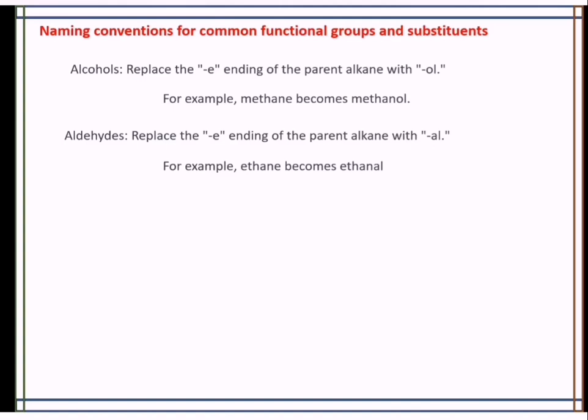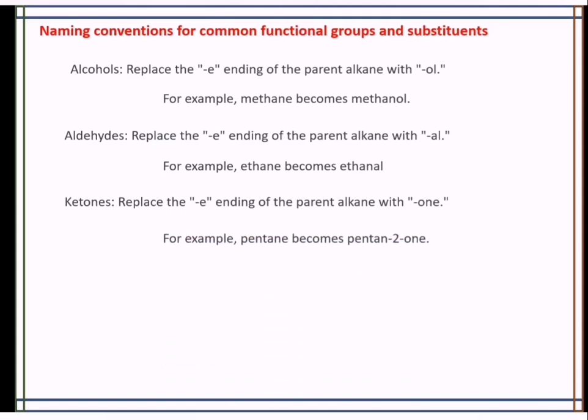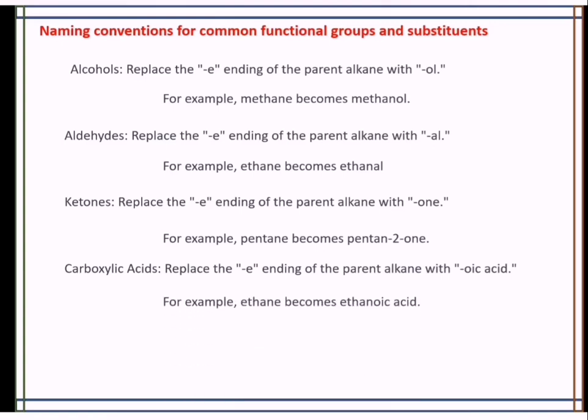The third one is ketones. Replace the E ending of the parent alkane with ONE. For example, pentane becomes pentanone. The next one is carboxylic acids. Replace the E ending of the parent alkane with OIC acid. For example, ethane becomes ethanoic acid.